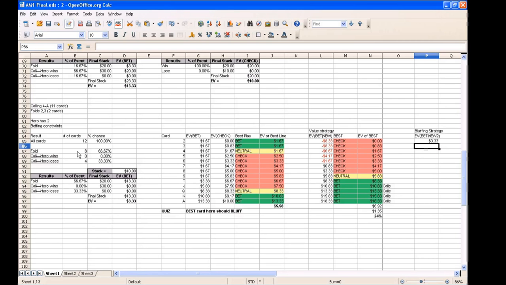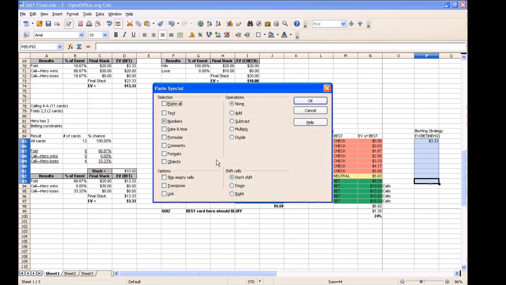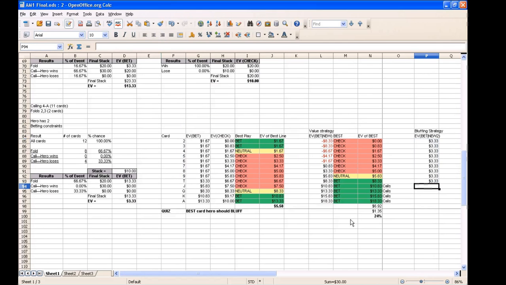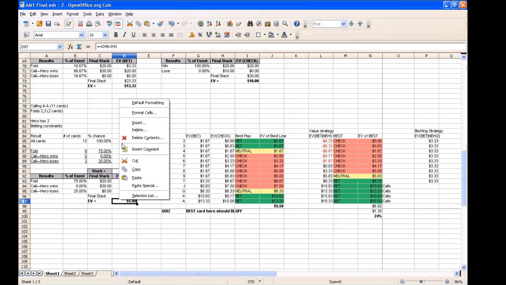Okay, so that's with the deuce, with the three, same thing up through the 10. Because we're still getting, with all of these cards, the eight folds, the other eight cards, and we're still getting called four times by a better hand, so we can simply copy and paste that. Now for the jack, now we get nine folds. And we lose, we never get value.